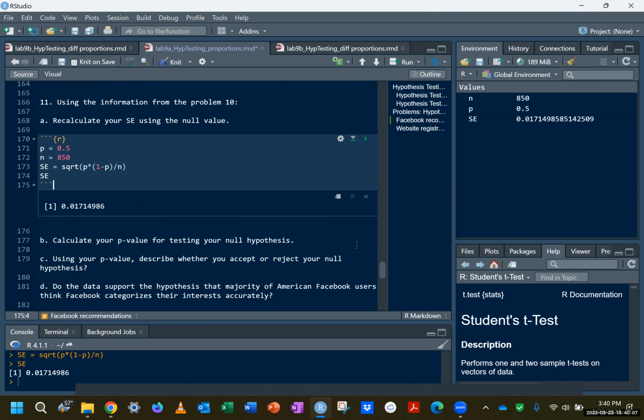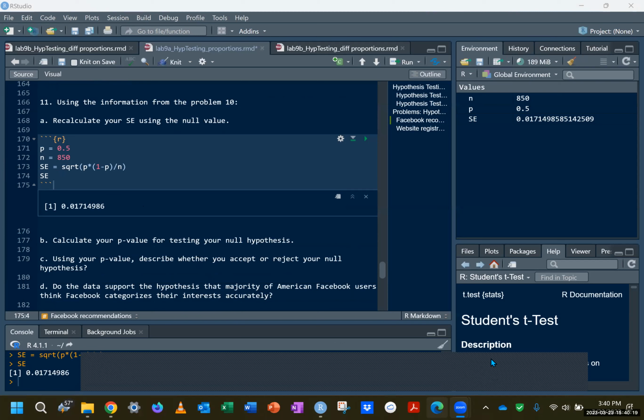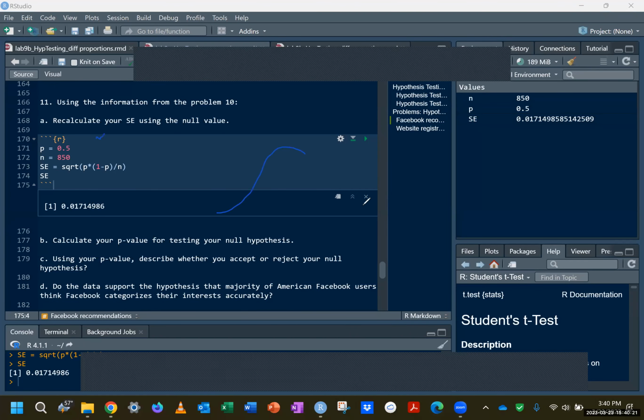Based off this SE, I'm going to draw a picture here for you. Please, please, please draw the picture. Otherwise, you might just be guessing and getting something that's kind of off. So what's the picture here? The null hypothesis tells us that we're assuming 50% of people are getting their categorization accurately. And we got an SE that was 0.017. So that's what we know.